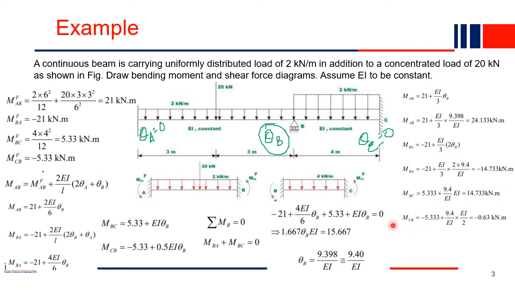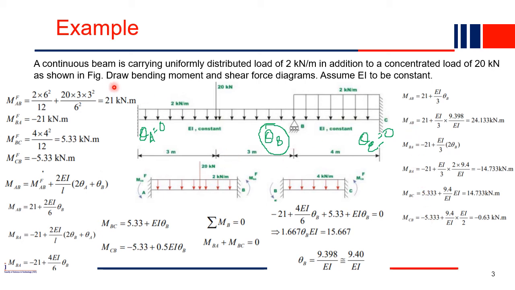Similarly, MCB also, this is the equation. So here you substitute the values of theta B, whatever you computed here, so you will get finally this is the MCB. So all the fixed end moments are now computed one by one. That's how we can compute all the fixed end moments using the slope deflection method.